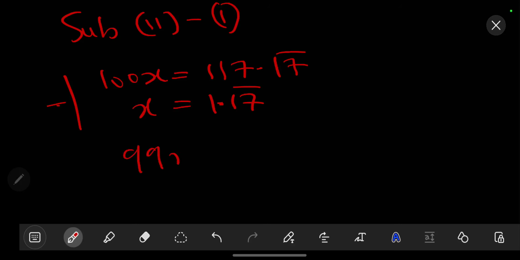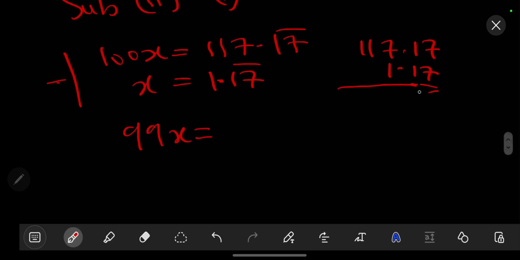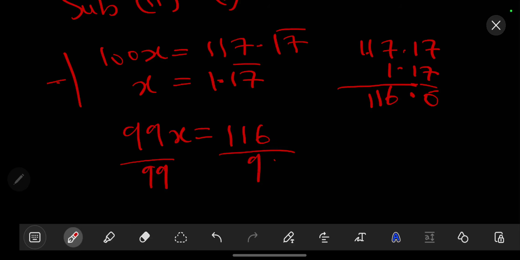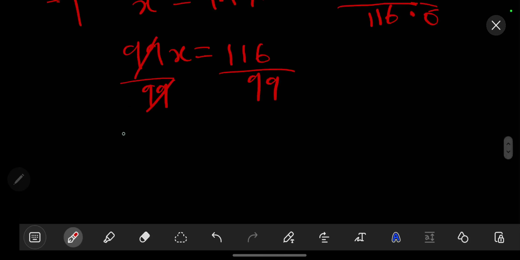This will give us 99x should be equal to 117.17 bar minus 1.17 bar. The repeating 17 minus 17 is 0, then 117 minus 1 will give us 116. So we are going to put 116. We divide by 99, we divide by 99. So our x value will be equal to 116 over 99.